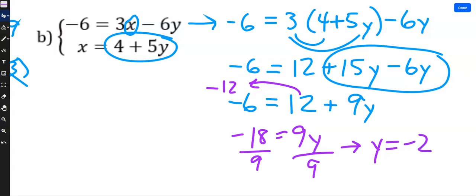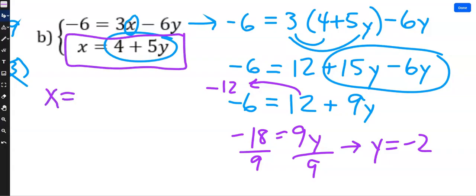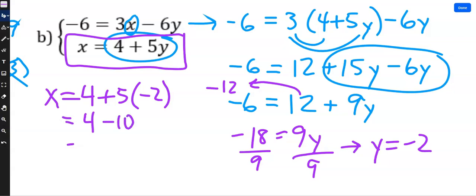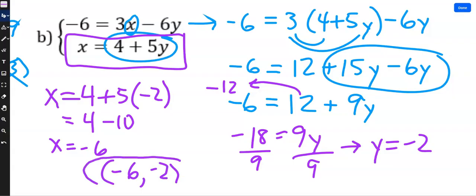Okay. Now, is there an equation to plug it back into? Yeah, you can plug it into either one, but doesn't this one look a little bit nicer? Because it's already solved for x. I can just do 4 plus 5 times negative 2, and then I've got 4 minus 10, or negative 6. So now I know what x equals, and the coordinate negative 6, negative 2 is the solution where the two lines are crossing. And now we'll go to the next example.